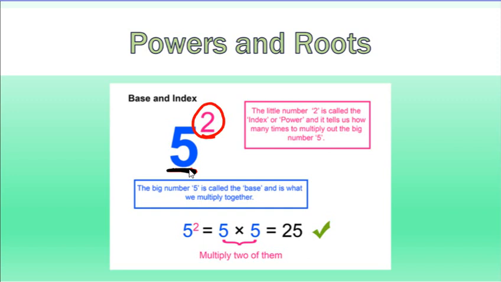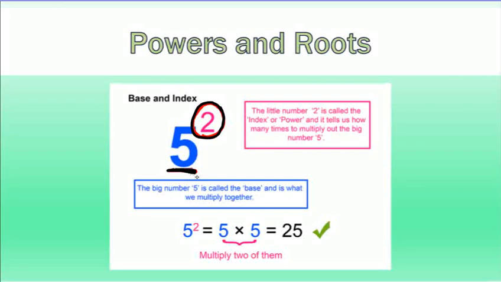And then we have this 2 up here. This is our exponent, our index. That's going to tell me how many times to use our base as a factor. So in this case, 5 squared would mean take 5 times 5 and give a value of 25. So if it was 5 cubed, it would be 5 times 5 times 5.